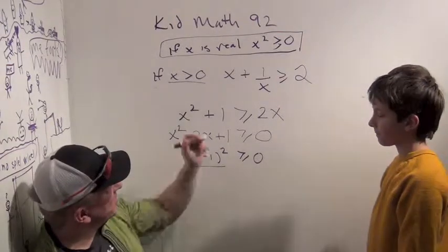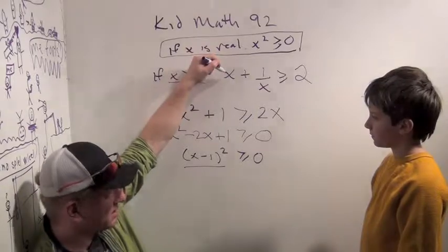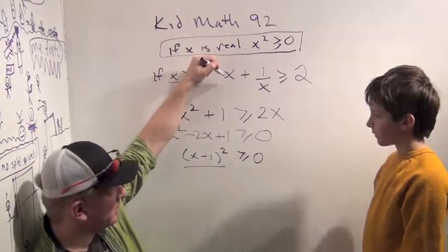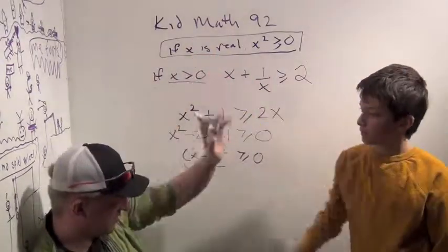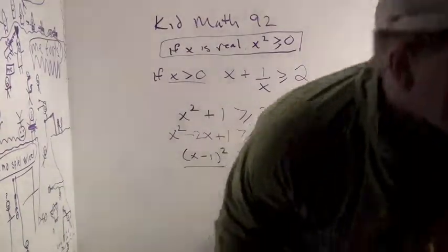So this statement, any real number squared is greater than or equal to 0, turns out to be able to prove really interesting facts. Pretty neat, right? All right, good job. That was a struggle, but that's getting into some really interesting math.